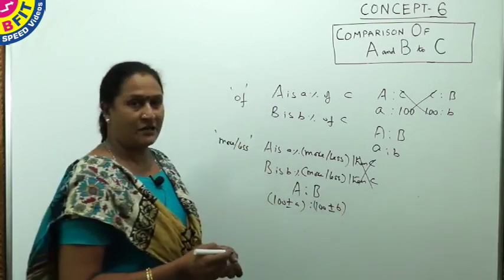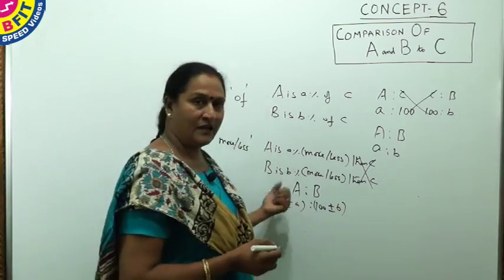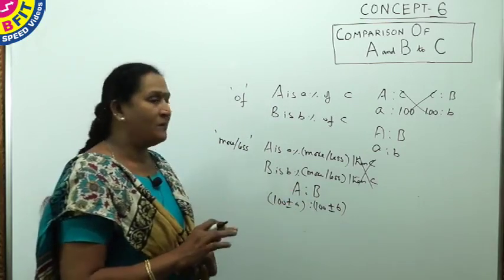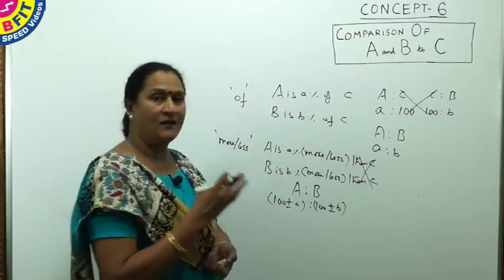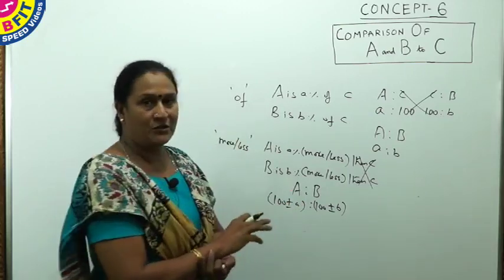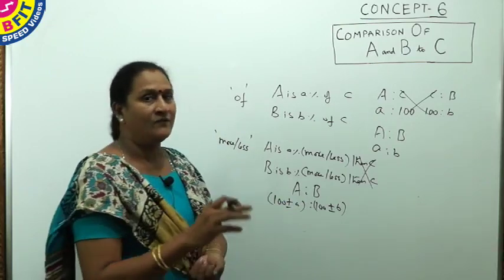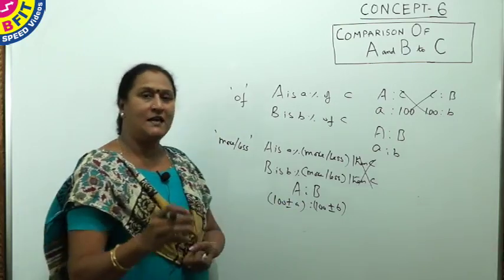Now getting this ratio, adding or subtracting with 100 itself, we can work out and make our working easier. So we'll see an example of how to make our working easier. So getting the ratio, getting the comparison and working out. So we'll see the example.